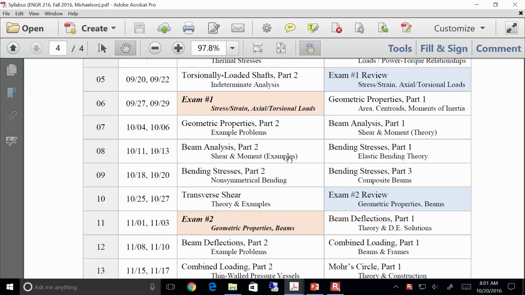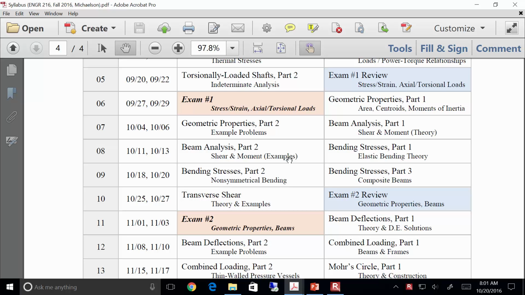Okay, just so everybody's clear on the schedule, we're here. Now it says today we're supposed to be talking about composite beams, but we talked about that last time, so today we're talking about non-symmetrical bending. And this probably isn't going to take the whole time, so we'll probably jump into some transverse shear today as well.